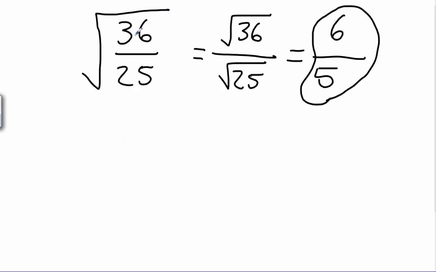So, square root of 36 over square root of 25 is equal to radical 36 over radical 25. Radical 36 is 6. Radical 25 is 5. And that's your final answer. Okay. It does get more complicated and tricky, so I'll throw one of those at you.